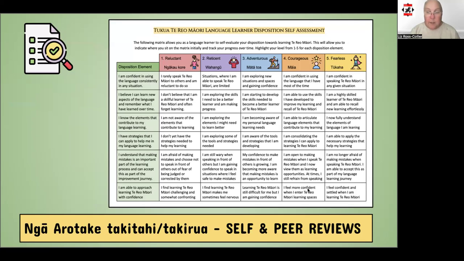Now we come to the section about self or peer reviews. These are just tools for you to measure yourself against a set of levels to see where you're at. This one is a Māori language learner disposition self-review tool to see where you sit along this continuum. It's about how you feel about speaking Te Reo Māori. The elements of the review are in green down the left-hand side, and the levels are across the top, ranging from reluctant in red to fearless in yellow. You can do these alone or with a learning buddy, or you can make up your own.